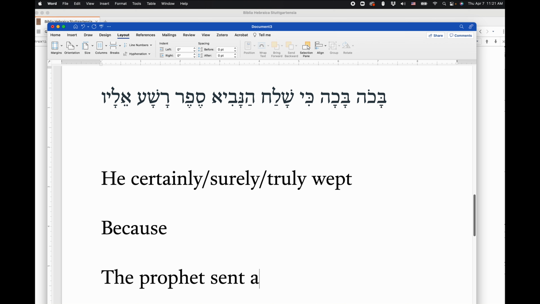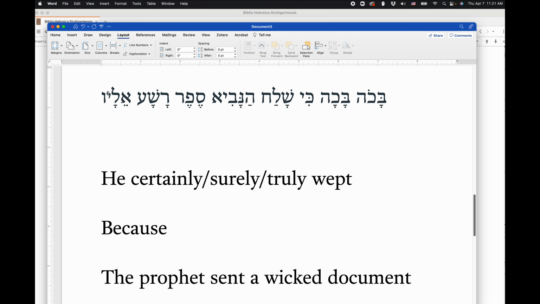He sent a document, and then rasha here is an adjective describing sefer. It occurs after its noun, and it also agrees in indefiniteness. Sefer is indefinite, rasha has no article, so this would be attributive. He sent a wicked document, letter, book, whatever. He sent a wicked document, and then we have a lav here.